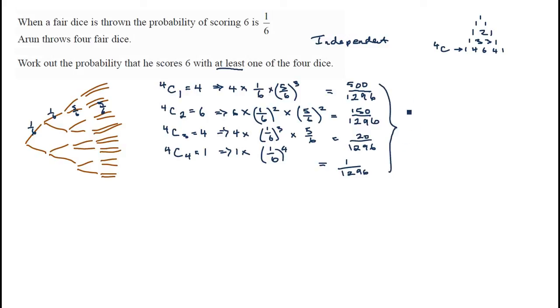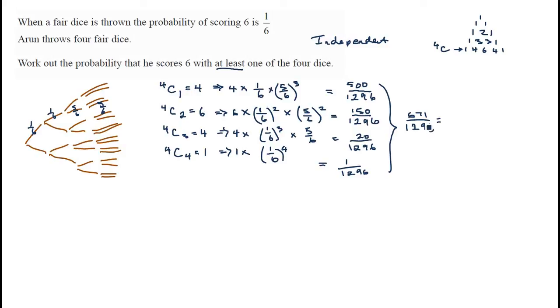So if I total all of this up, that will give me 500 plus 150, that's 650, plus 20, 670, plus 1, 671. Just add it backwards just to check. 21, 171, 671. So 671 in the numerator, and the denominator is 1296.